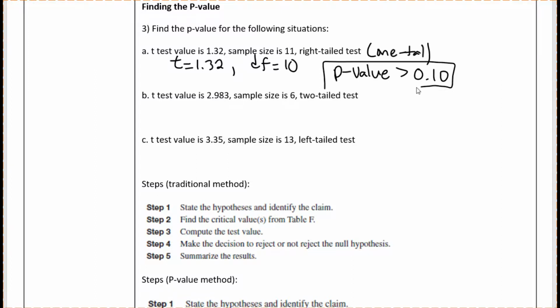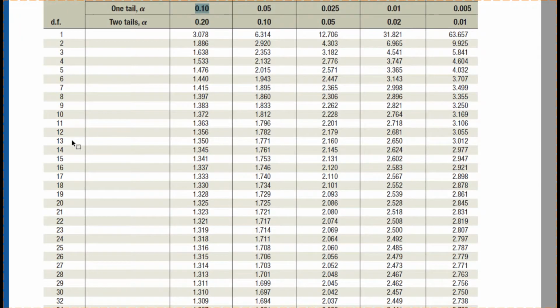All right, and that's our answer for part A. So for part B, we're looking at a t value of 2.983 with a degree of freedom of 5, and we're looking at two tails. So we're going to get as close to 2.983 as possible. So looking at 5 degrees of freedom, we want 2.98-ish.